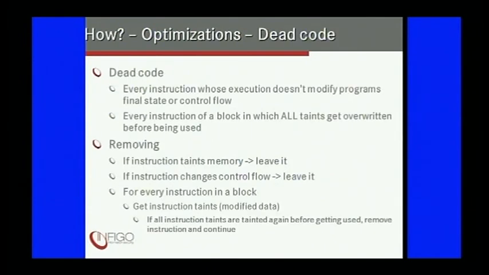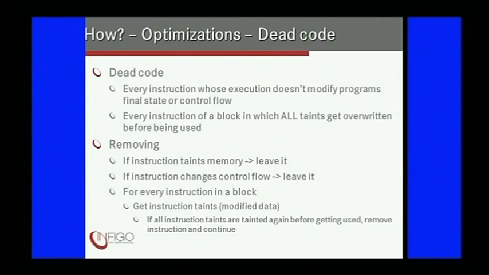That code optimization is based on tainting information. So every instruction whose execution doesn't modify the program's final state or control flow is classified as dead. Every instruction in a block in which all taints get overwritten before getting used is dead code. This is effectively an algorithm that you can use to remove obfuscations. Removing is done with the following short algorithm.